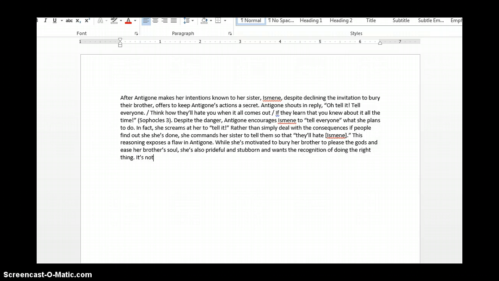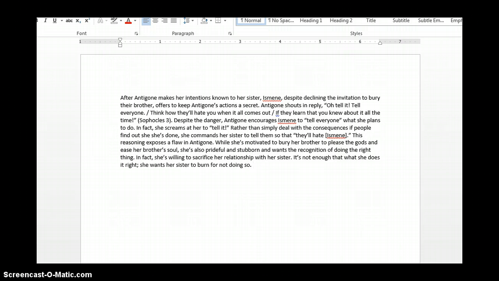I want to think about the fact that, again, going back to what I'm trying to prove here, talking about how she hates Ismene. In fact, she's willing to sacrifice her relationship with her sister. It's not enough that what she does is right. She wants her sister to burn for not doing so.